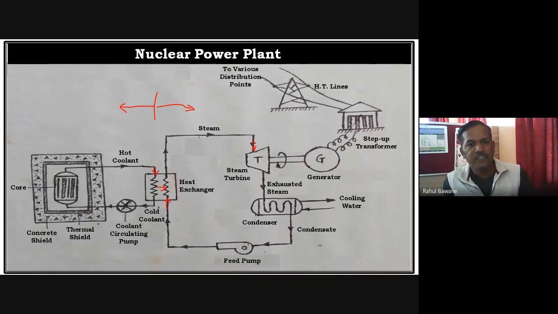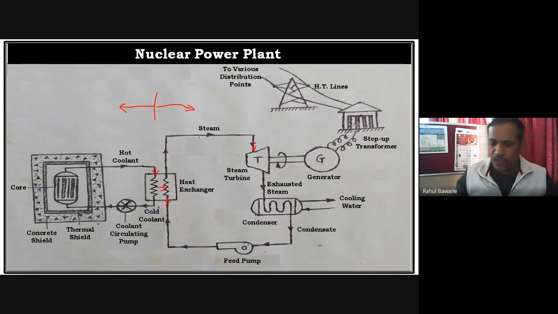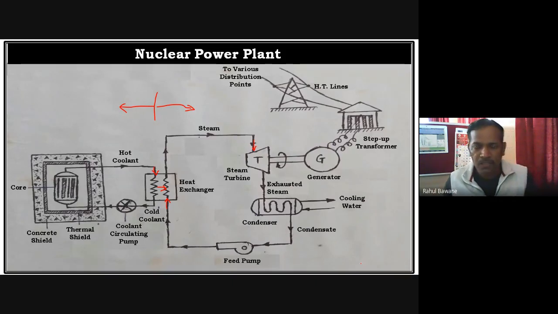Second advantage, it does not emit any kind of ash particle or smoke, or even CO2. CO2 is there, but very less in amount. Next, uranium fuel produces clean energy. Clean energy, I am saying about the energy generation in terms of air pollution, soil pollution, or water pollution. In that respect, it produces clean energy. But definitely there is a drawback of nuclear radioactivity.